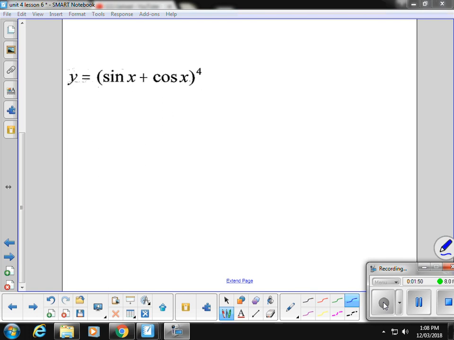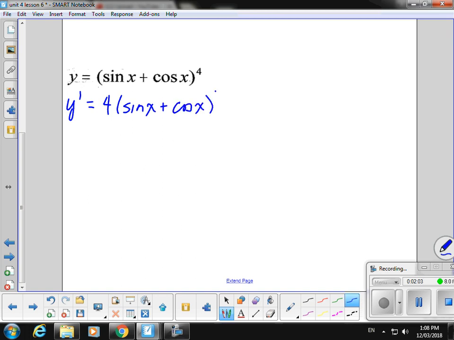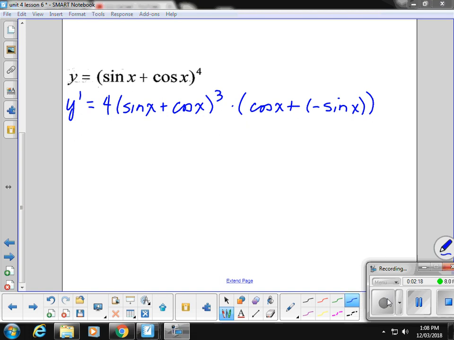Next, we have y equals sine x plus cos x, to the 4. So we have an expression in a power. So we're going to bring down the exponent, reduce it by 1. Also, don't forget the guts. So the guts would be the derivative of sine is cos. The derivative of cos is negative sine. So that is our derivative. Also, not a lot we can do with that to tidy up.